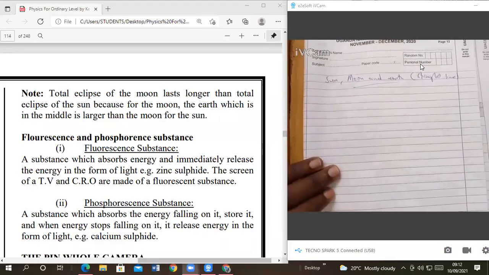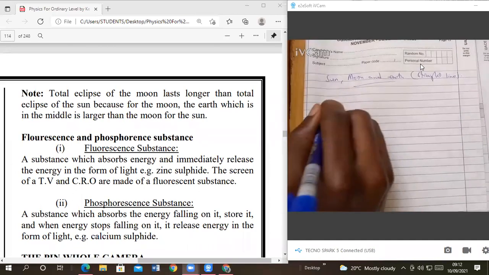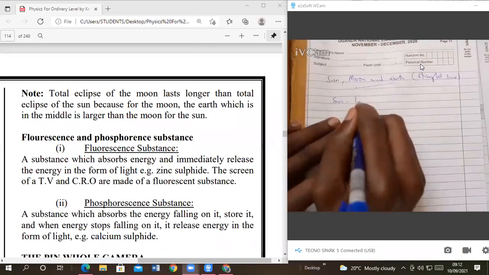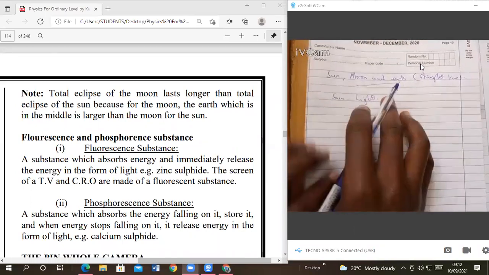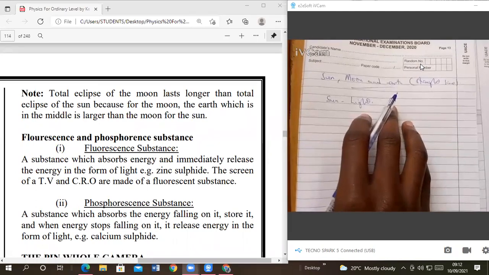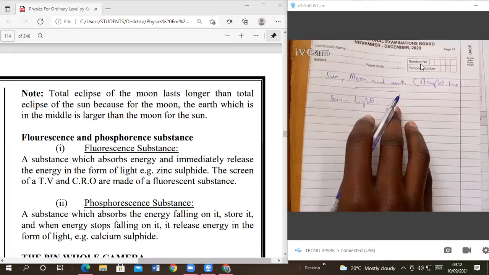The types of eclipse formed depend on the position, because here the sun is the source of energy, or the source of light energy. And remember, members, we look at different types of objects, or different types of sources of light. We look at luminous, non-luminous, and then we also looked at fluorescence and phosphorescence.